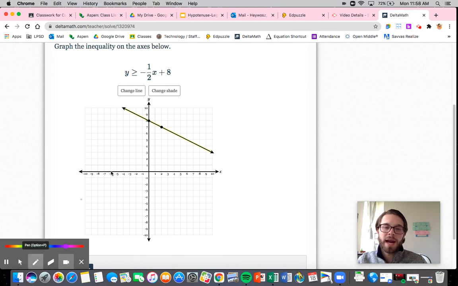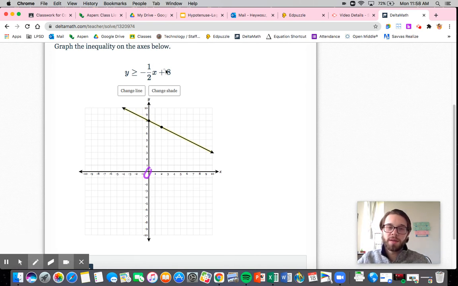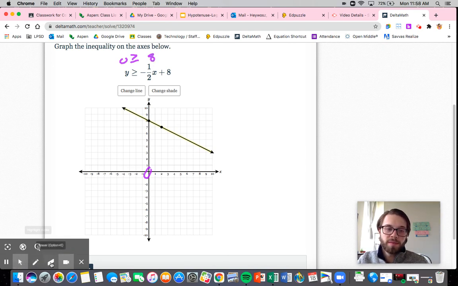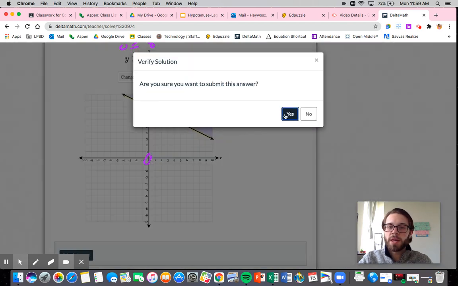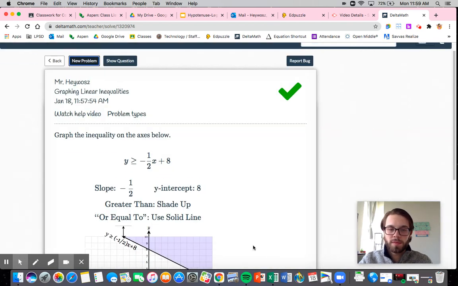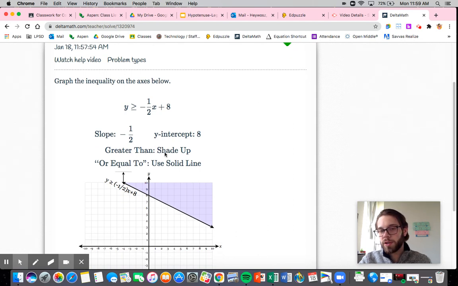All right, so again, I'm always a fan of plugging it in just to double check. 0 is greater than or equal to 8. That's not true, so I'm going to shade above. Let me change my shade. Shade above. Double check. Okay. So again, greater than, shade up.